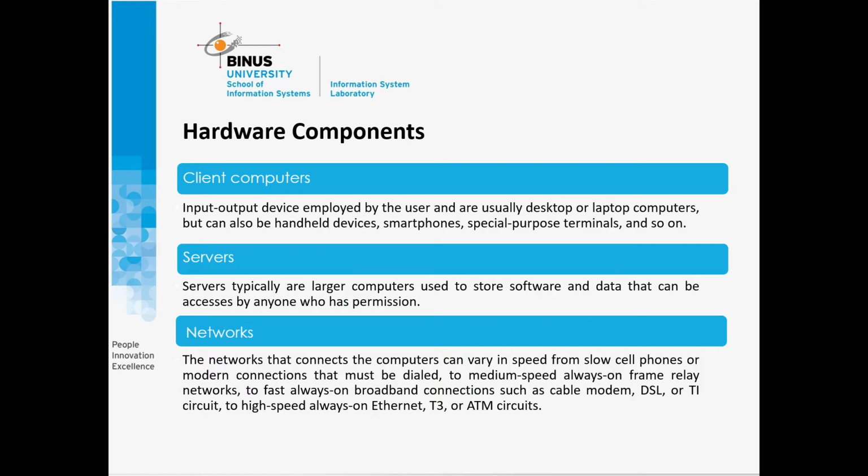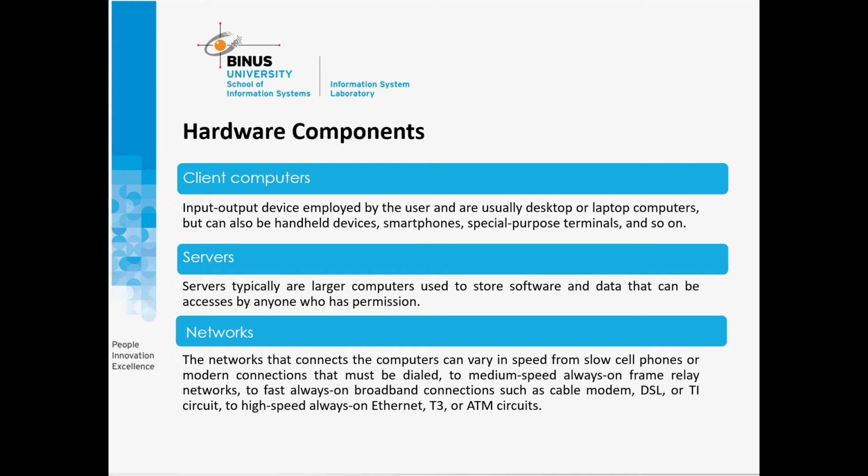Next, hardware components. Hardware components divide into, first, client computers. Client computers are the input and output devices employed by the user and are usually desktop or laptop computers, but can also be handheld devices such as smartphones, special purpose terminals, and so on. Second is servers. Servers typically are large computers used to store software and data that can be accessed by anyone who has permission. Third, networks.